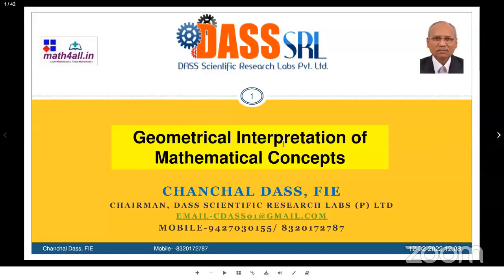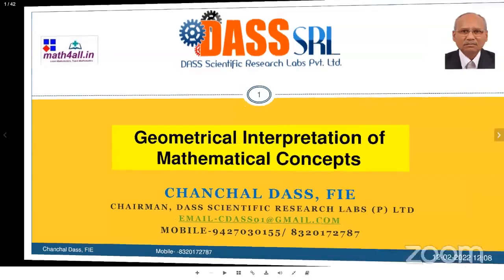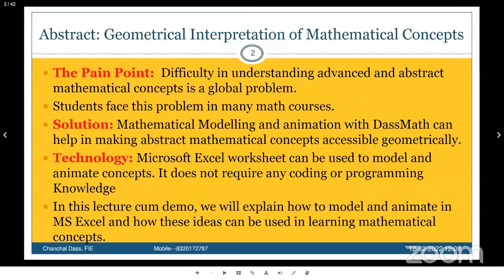Let me continue. Today, I will be presenting on geometrical interpretation of mathematical concepts. This is the pain point on which I am working: the difficulty in understanding advanced and abstract mathematical concepts. It is a global problem, and I think every student faces it. Our solution is that mathematical modeling and animation with DassMath can help make abstract mathematical concepts accessible geometrically. Here we use Microsoft Excel only, and no coding or programming knowledge is required. With this, I am trying to explain how we are doing it.